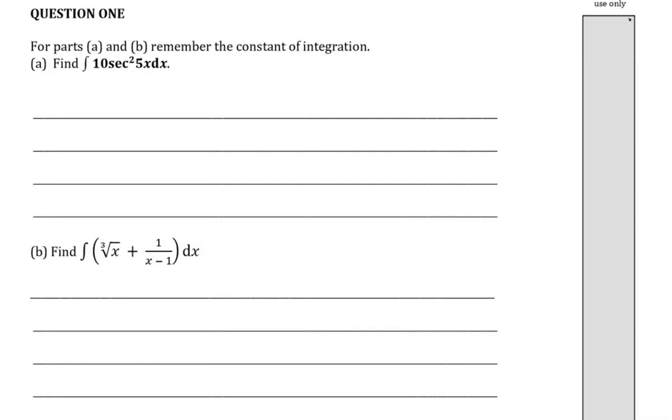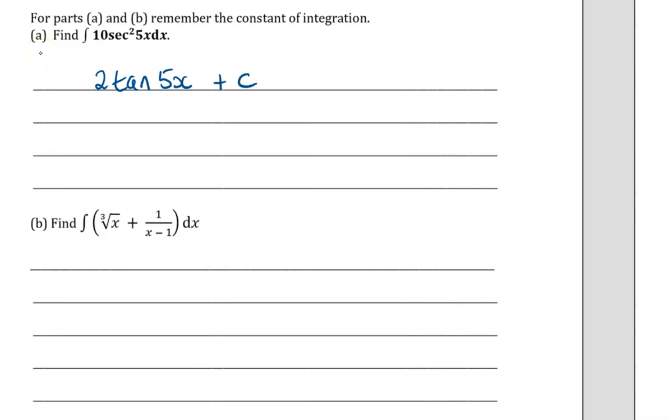Question 1, we're asked to integrate 10 sec squared 5x. So sec squared integrates to tan x, that's on your formula sheet, so that would be tan of 5x. And then we would divide by the derivative of what was on the inside there, so we're dividing by the 5. So 10 divided by 5 gives us 2.